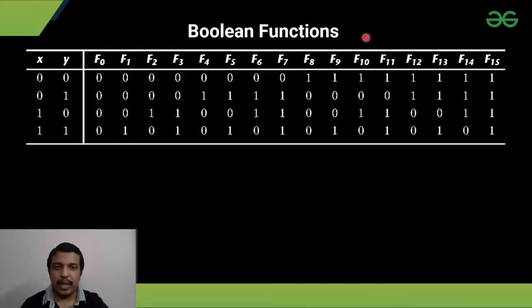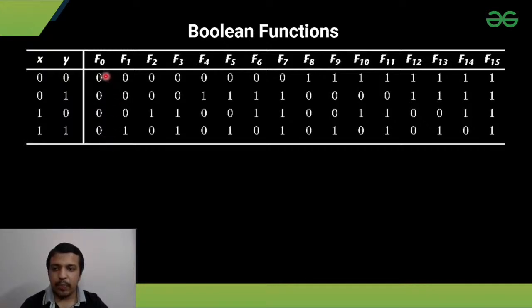In this slide, I have given all the possible functions of two Boolean variables x and y. These are the four possible combinations of x and y: 0 0, 0 1, 1 0, and 1 1. This can have 16 possible functions from f0 to f15. Now let us look at the expressions for all these functions.